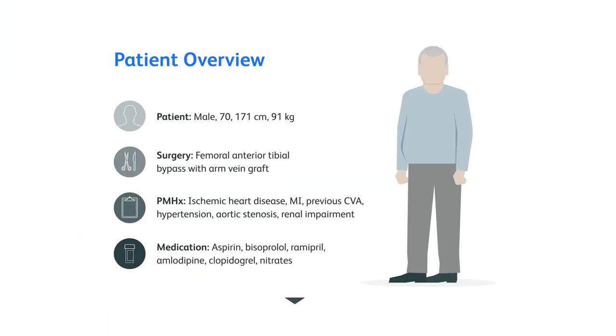Our patient being simulated today is a 70-year-old male having a femoro-distal bypass with some arm vein graft for peripheral vascular disease, and like most vascular patients he has a significant past medical history. He has ischemic heart disease with a reduced ejection fraction due to previous myocardial infarctions, previous strokes, hypertension, some mild aortic stenosis, and also renal impairment. His medications you can see here on the screen, and all are consistent with a vascular patient like himself.